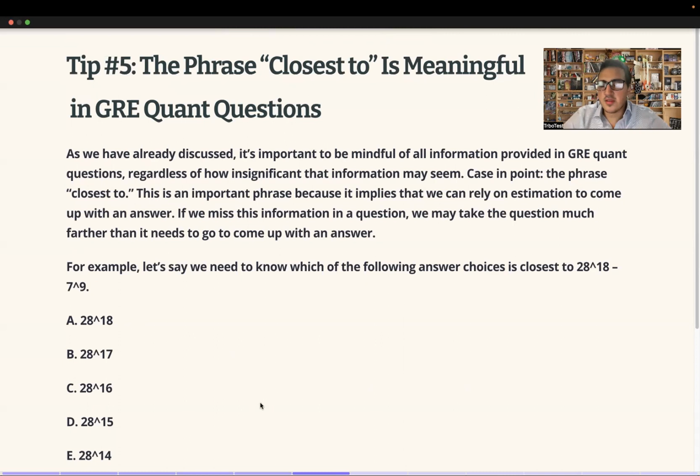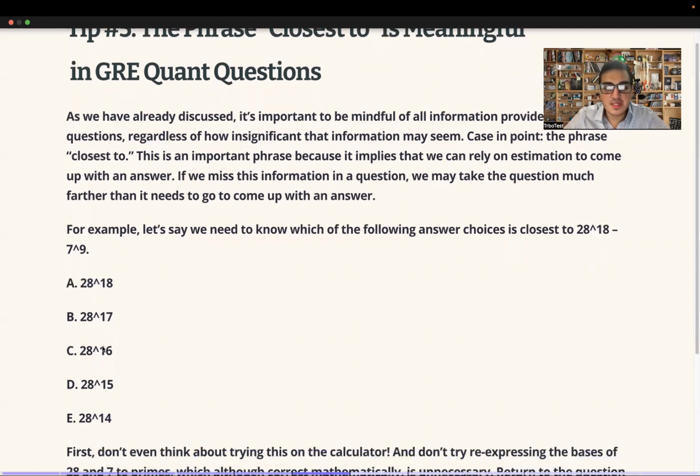Sometimes, and this is not on this page right here, when it says closest to, it gives you a hint that you can use round numbers that make it easier to come up with a solution and therefore reduce your need to use a calculator. So let's take a look at this example. Let's say we need to know which of the following answer choices is equal to 28 to the 18th power minus 7 to the 9th power. And we have A, B, C, D, and E.